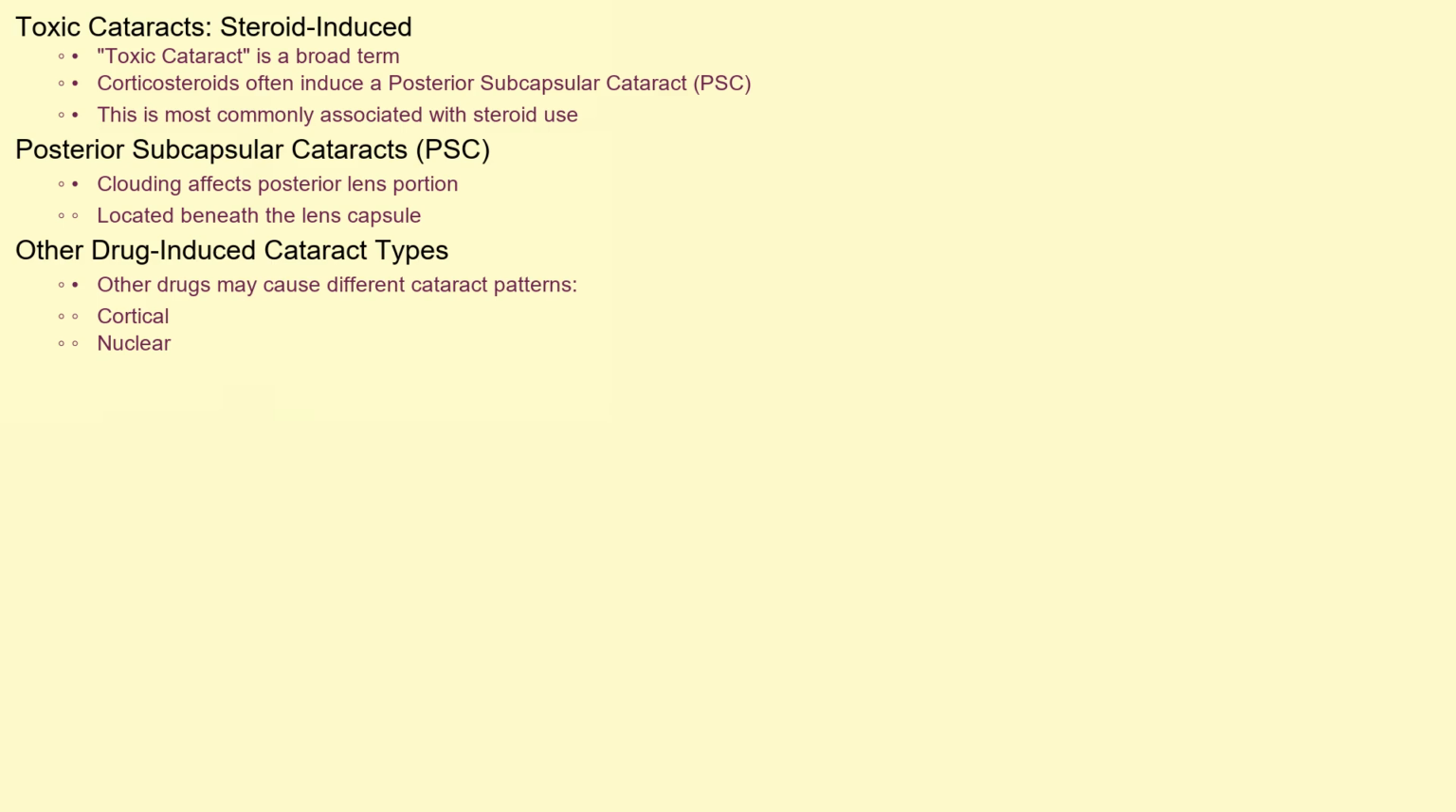While we generally refer to toxic cataract as a broad term, the specific type induced by corticosteroids is often a posterior subcapsular cataract or PSC. This means the clouding primarily affects the posterior portion of the lens, located just beneath the lens capsule. Other drugs may lead to different patterns of cataract formation, such as cortical or nuclear cataracts, but PSC is the most commonly associated with steroid use.